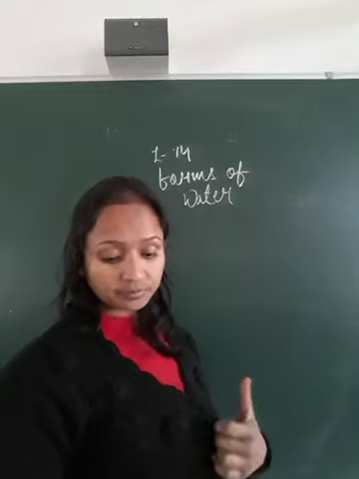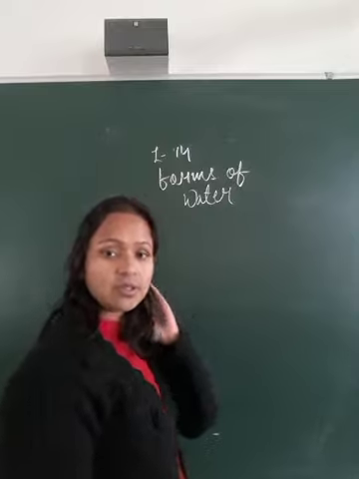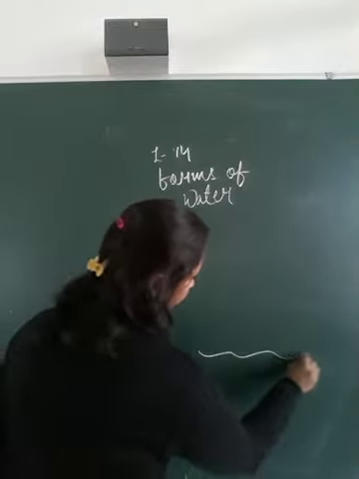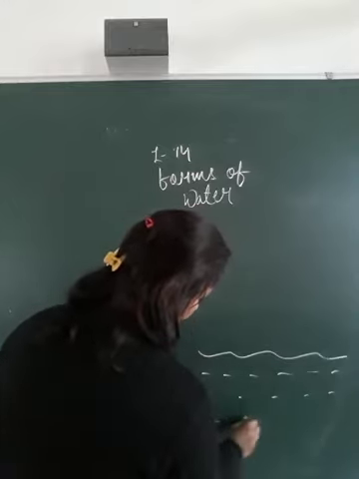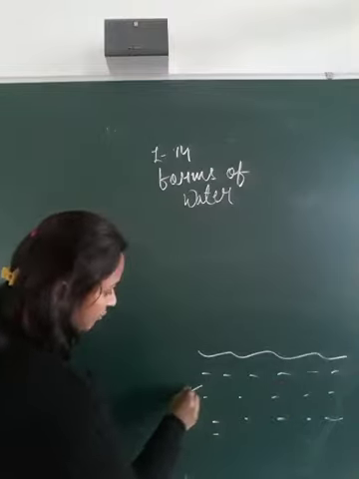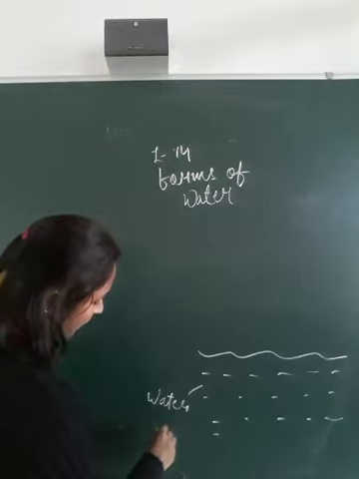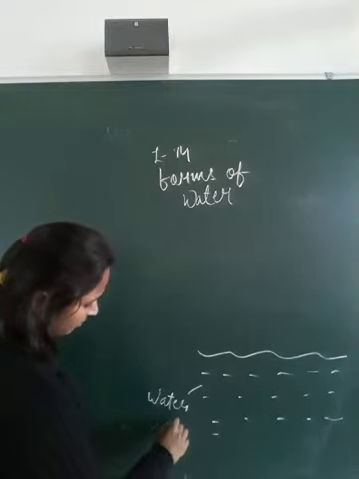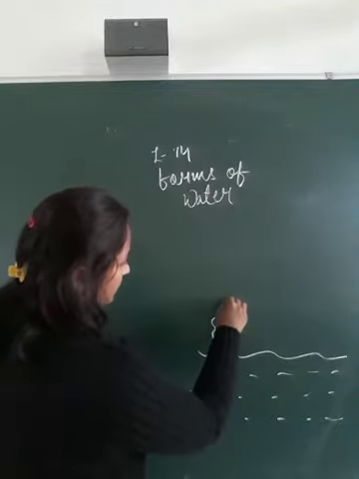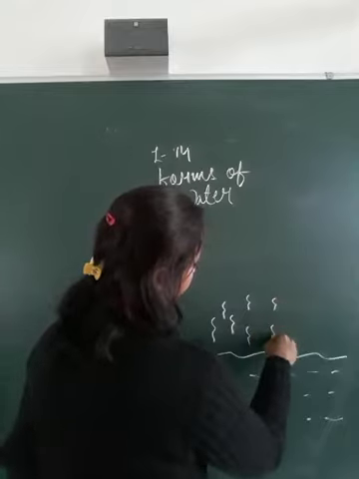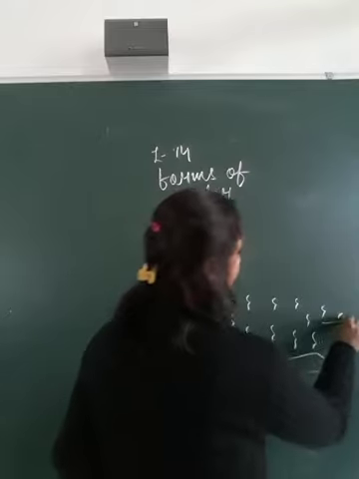And I will draw a diagram of the water cycle. This is the water from the different streams. It can be from rivers, seas, etc. And this is the water vapor.